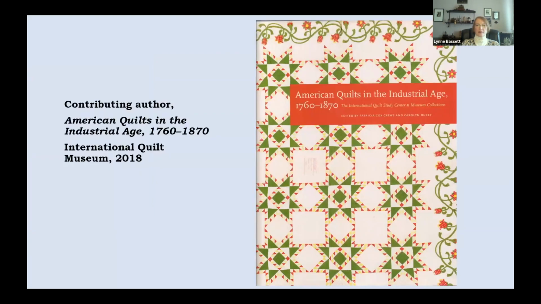Another project I was quite proud of was being a contributing author to American Quilts in the Industrial Age from the International Quilt Museum. That was a great project in taking quilts that may or may not have had some documentation and really pulling information out of them, in deep object studies for each one. So you might look at that for examples from all of the authors of how they look at a quilt that is documented or not.